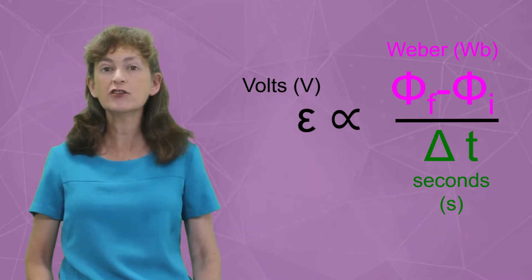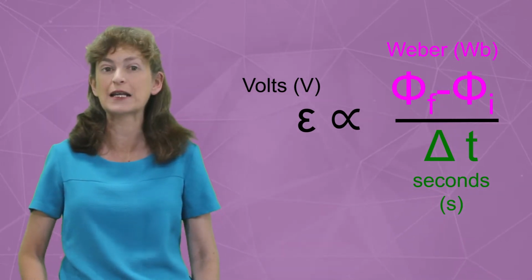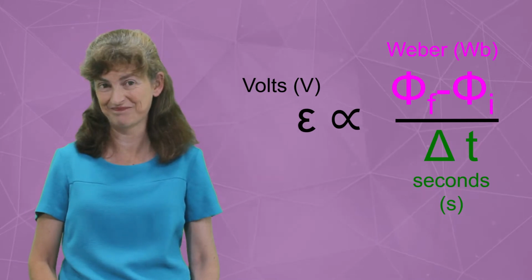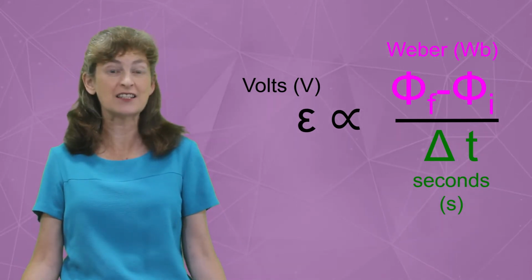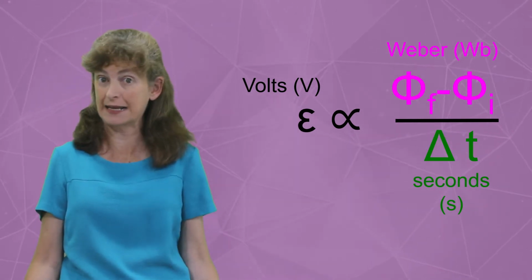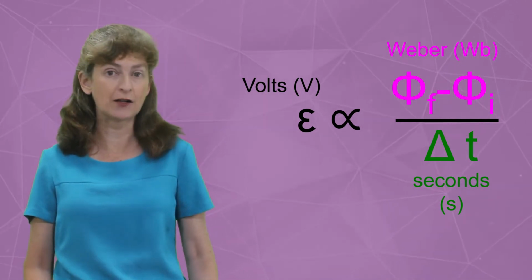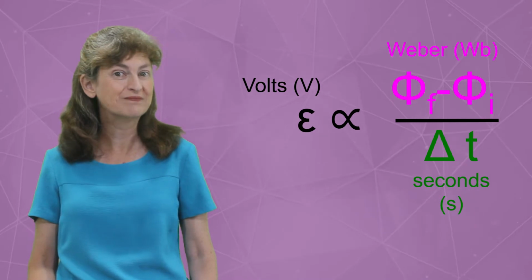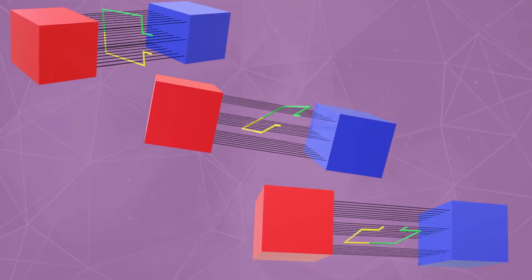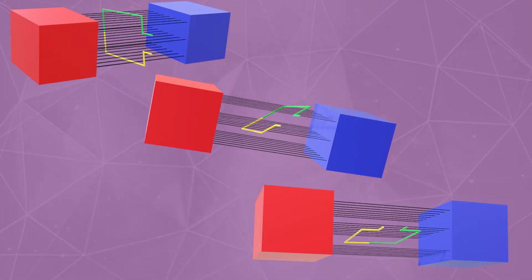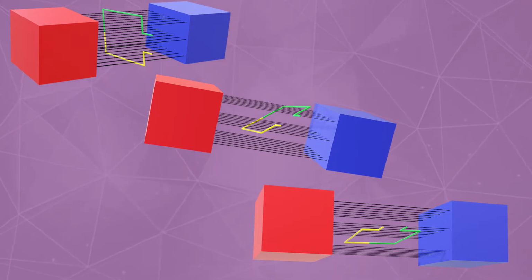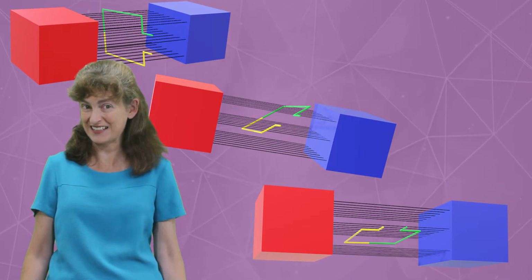So rate of change of magnetic flux linkage is measured in Weber per second. But how do we calculate the rate of change of magnetic flux linkage with a coil of conducting wire? And how do we calculate the induced EMF? To understand how to do that, we need a way to describe these different orientations of the coil relative to the magnetic field. How do we do that?